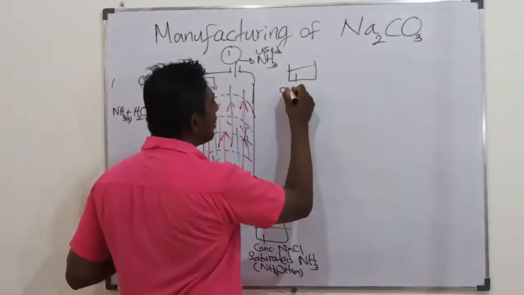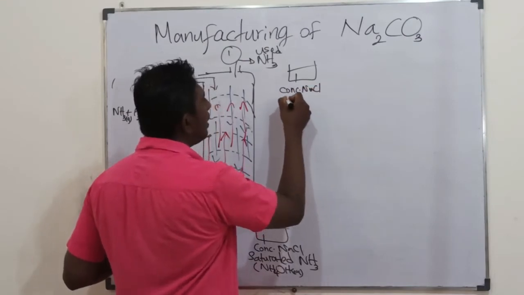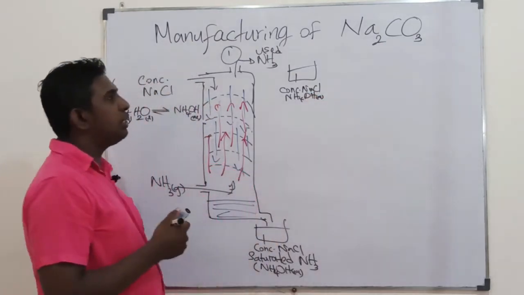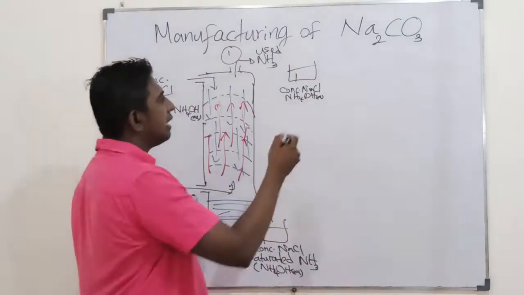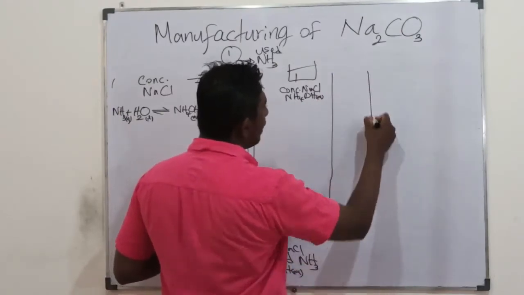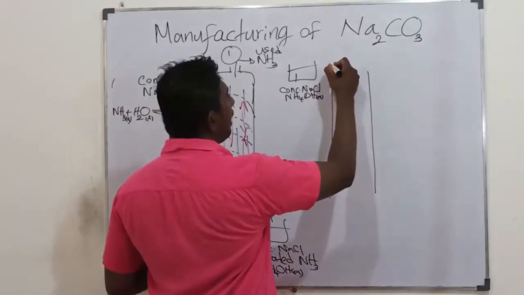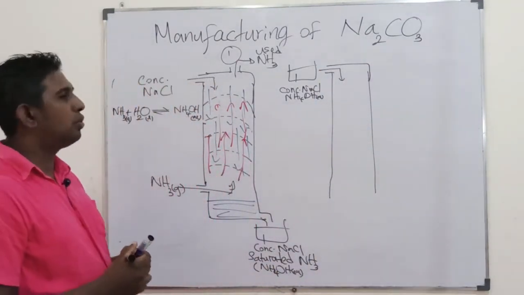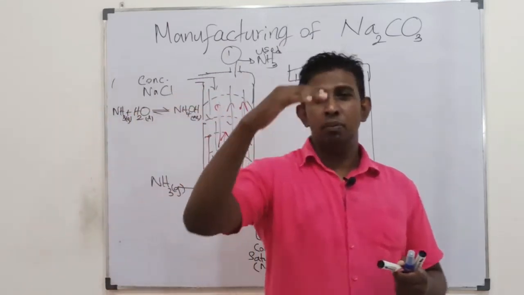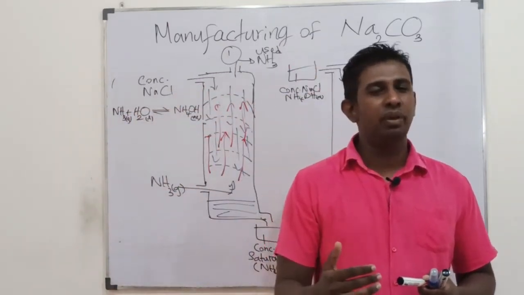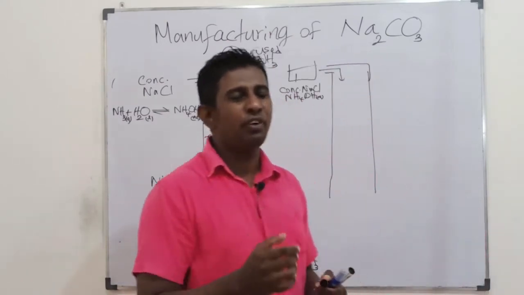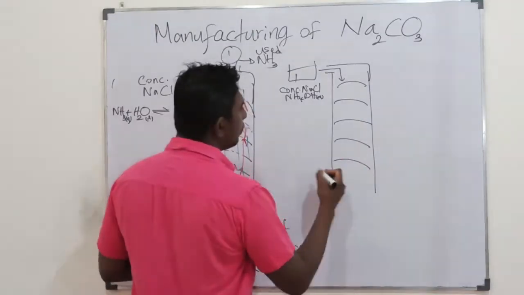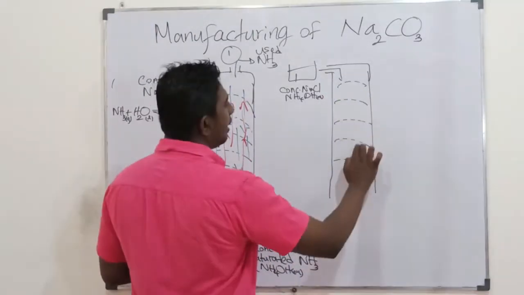Students, it is concentrated NaCl solution with ammonium hydroxide saturated with ammonia. If we then send it through the second tower, we feed that solution from the top. Students, to avoid it falling down fast, we have some baffles. They are perforated clay plates we use inside the tower.